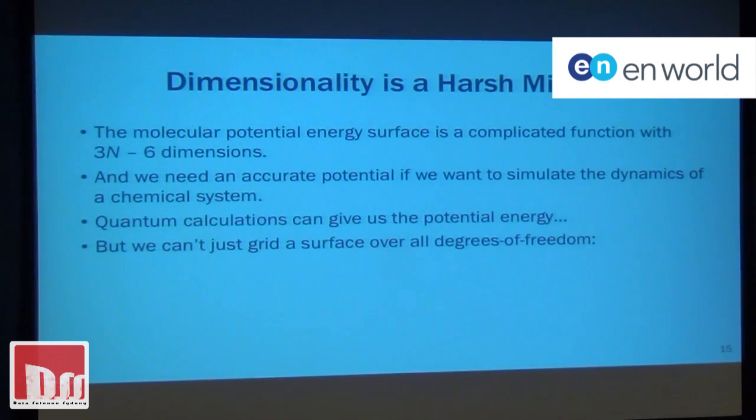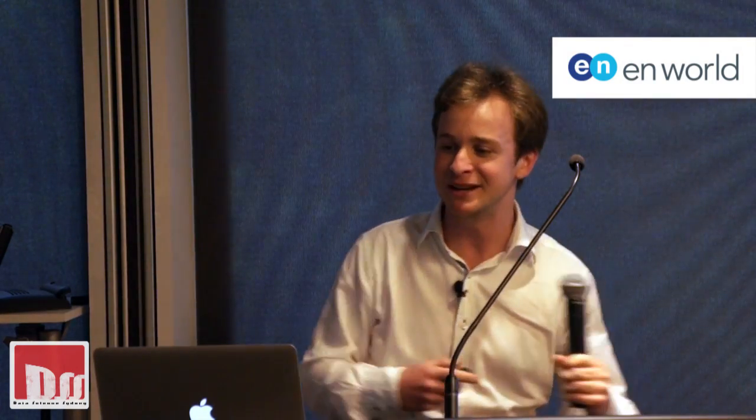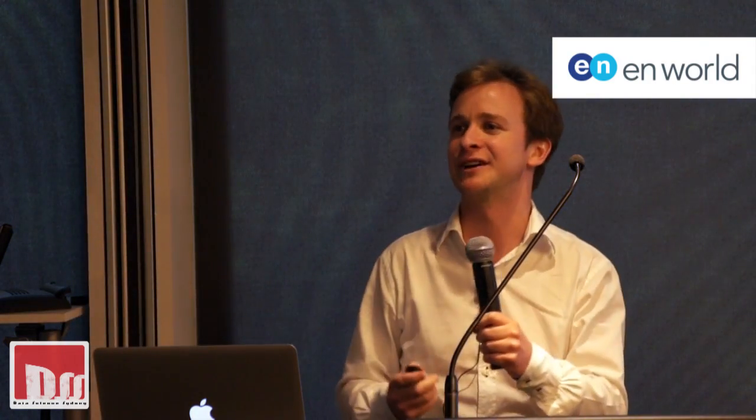We also can't just grid a surface over all the degrees of freedom, because even with just 5 points per degree of freedom for the ethanol molecule, so 9 atoms, you'll need 5 to the power of 3 times 9 minus 6, almost 500 trillion grid points for a 9 atom molecule. So dimensionality kills us. But can we use neural networks to fit a surface for us?